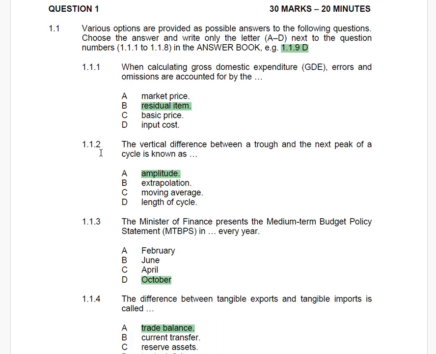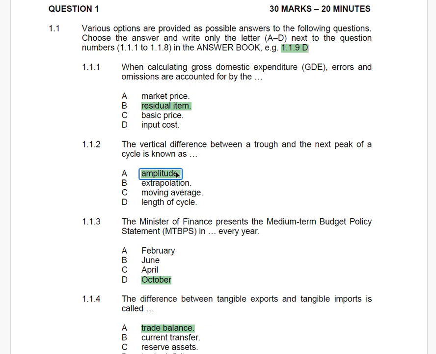Then let's just look at 1.1.2. The vertical difference between a trough and the next peak of the cycle is known as A, its amplitude, B, its extrapolation, C, its moving average, and D, its length of cycle. The correct answer is A, its amplitude. You need to understand why A was the correct answer.